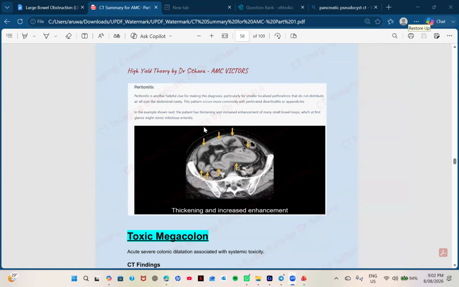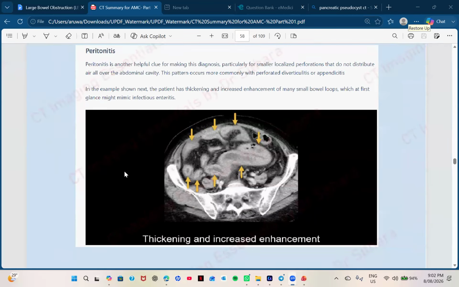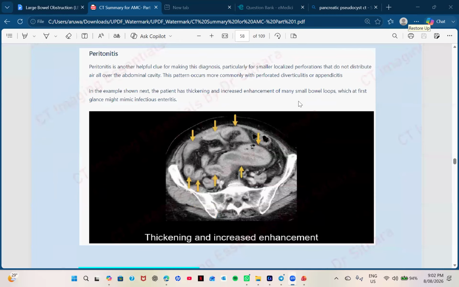Right, doctors? So how does peritonitis present? Peritonitis is the other helpful clue to make the diagnosis, particularly for a small localized perforation that does not distribute air all over the abdominal cavity. This pattern occurs more commonly in perforated diverticulitis and appendicitis. Right? Thickening and increased enhancement. Can you see? Thickening and increased enhancement, right?